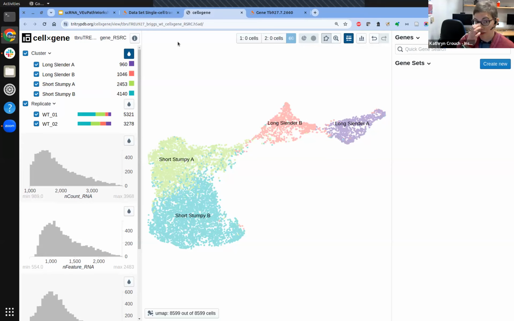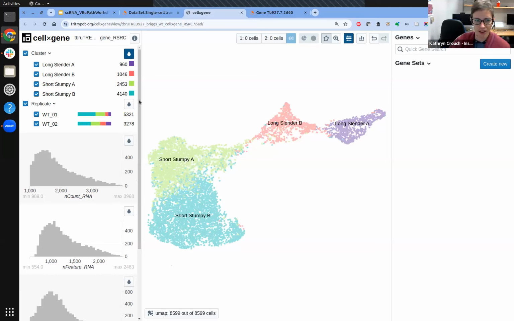And part of the exercise that's available for you is looking at that. So they had 2 clusters that they decided represented slender forms over here, the purple and the pink, and 2 clusters over here that they decided represented stumpy forms, the 2 green yellow ones.